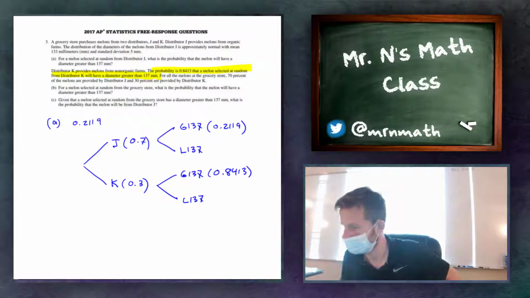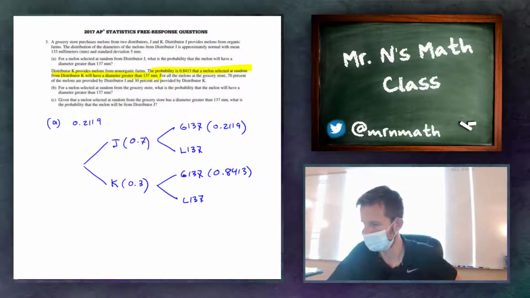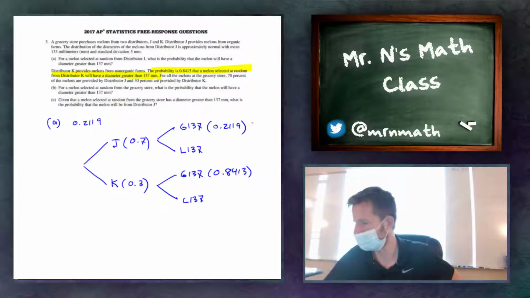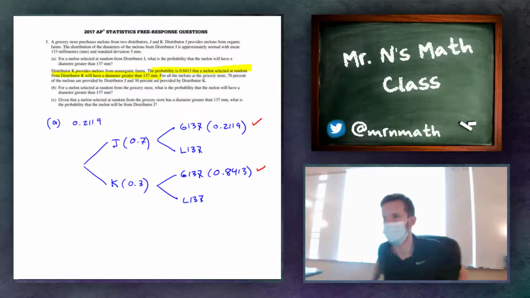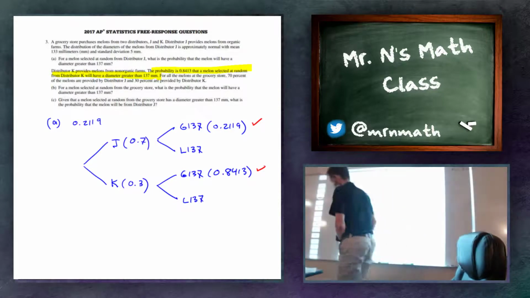Cool. For a melon selected at random from the grocery store, what's the probability that the melon will have a diameter greater than 137? That means they're either from J and have a diameter greater than 137, or from K and have a diameter greater than 137. So give that a shot and see what you get for B.